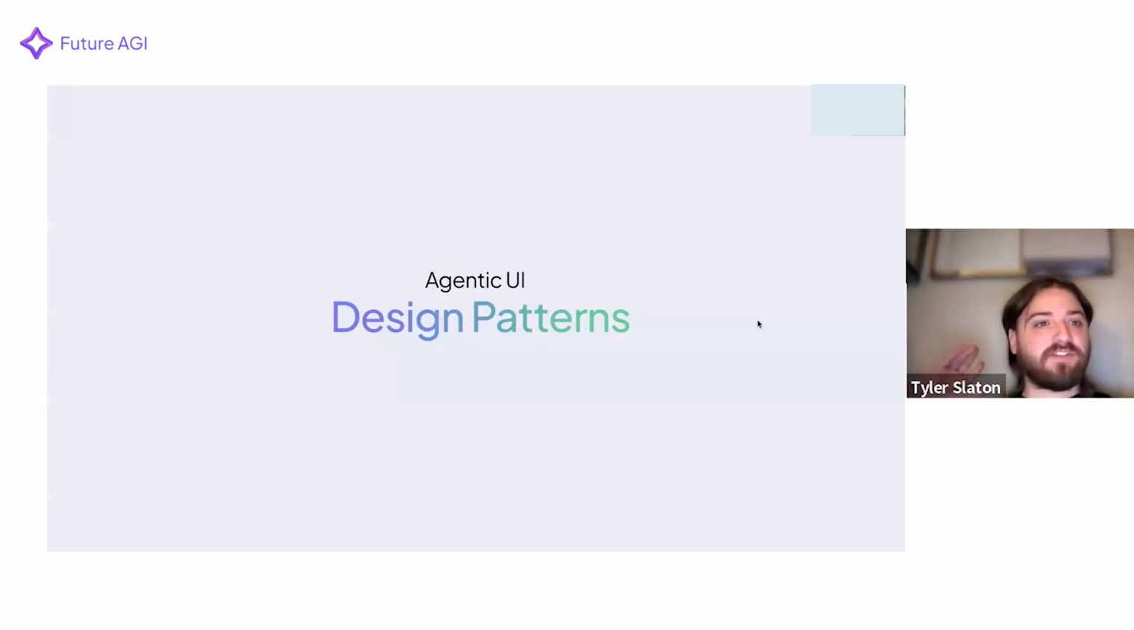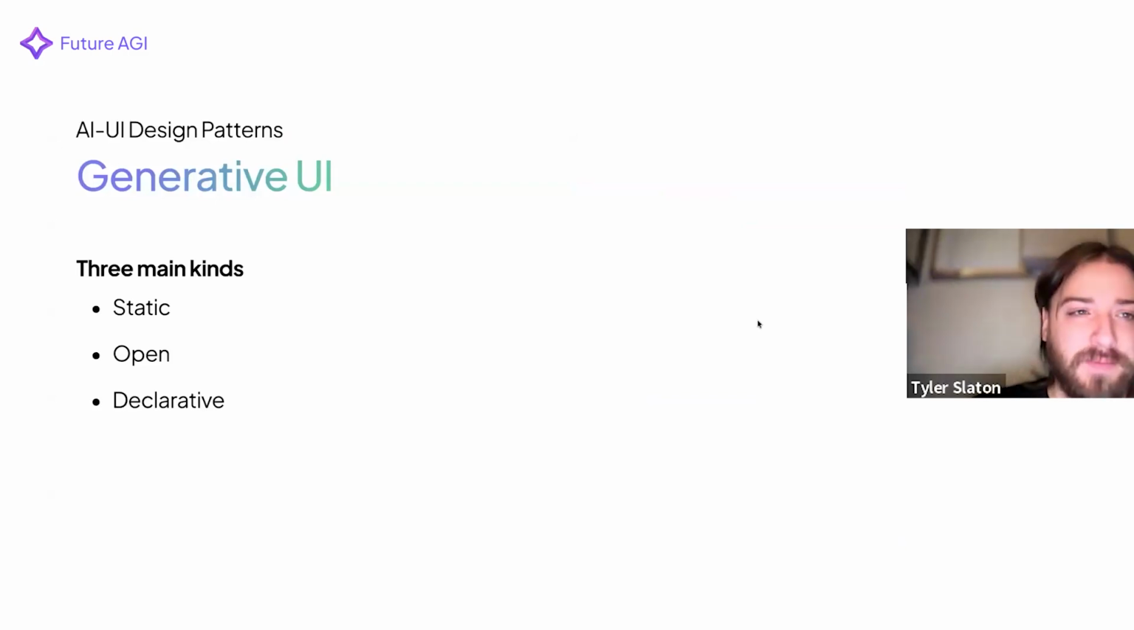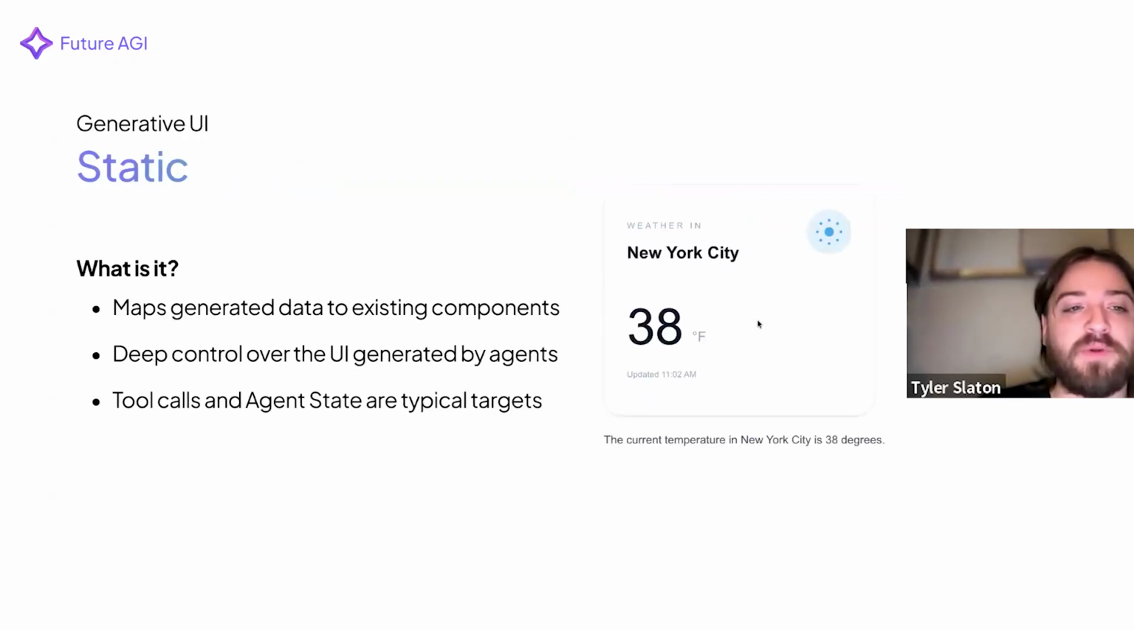So with that in mind, let's just keep all that context and start to think about agentic UI design patterns. So the first thing that I want to talk about is generative UI. And really this comes in three forms. There's static, open, and declarative. So let's look at each, starting with static.